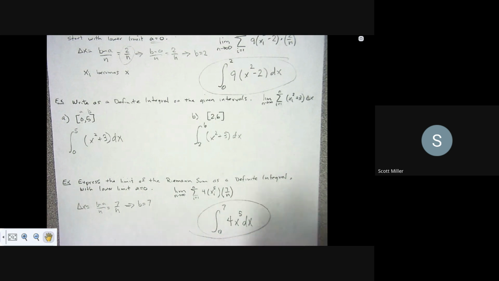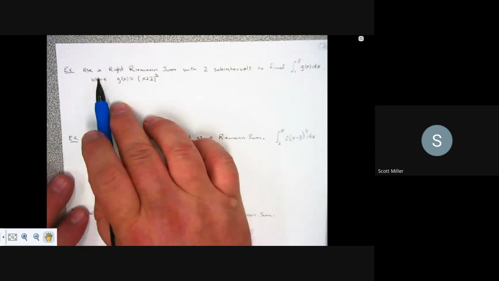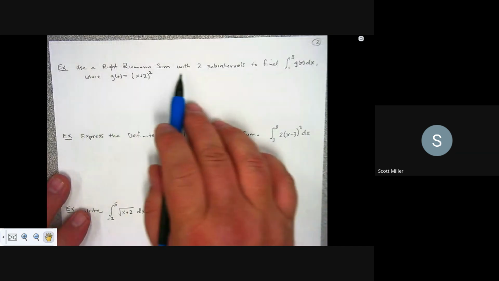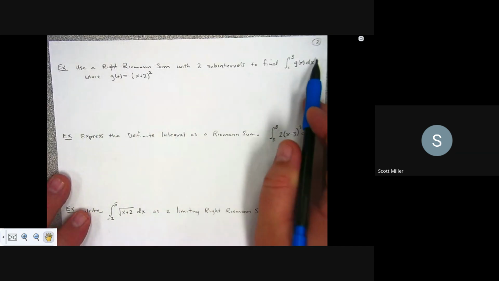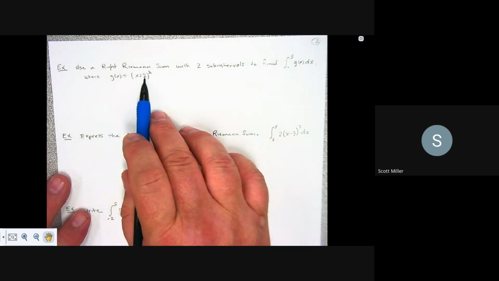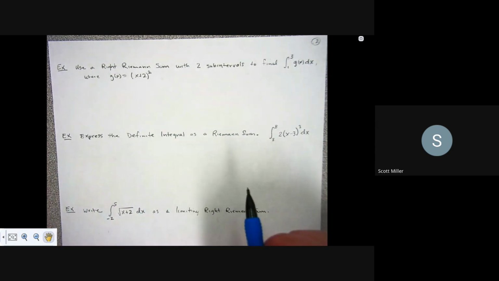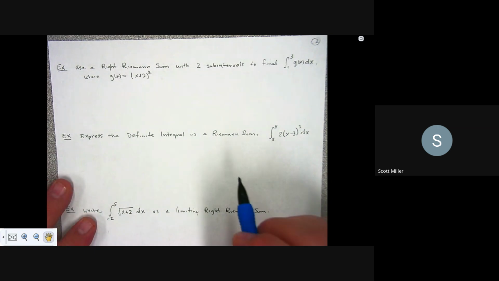Okay? So let's take a look at what's next. In this one, I have this equation, this example right here. Sorry, you couldn't see it. We're going to use a right Riemann sum with 2 subintervals to find an approximation for this, where g of x equals that. So what we're going to do now is find this approximation. So how do I do that?